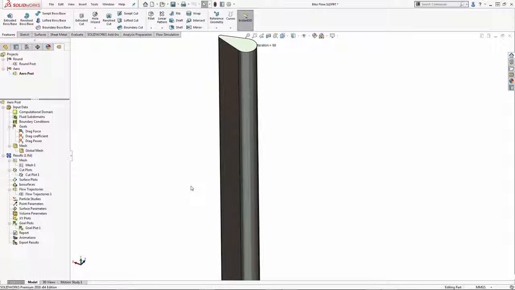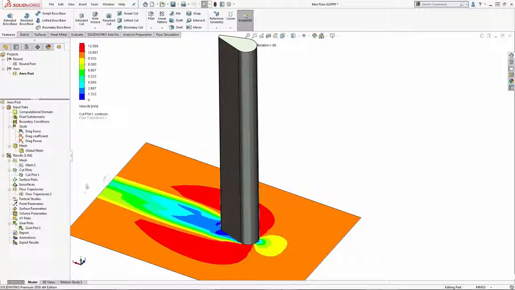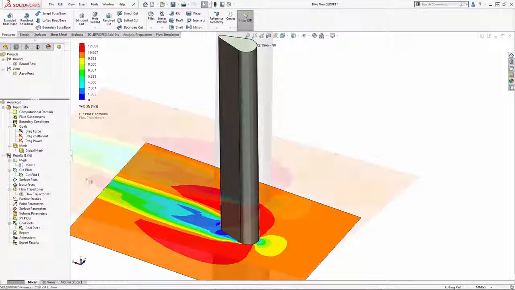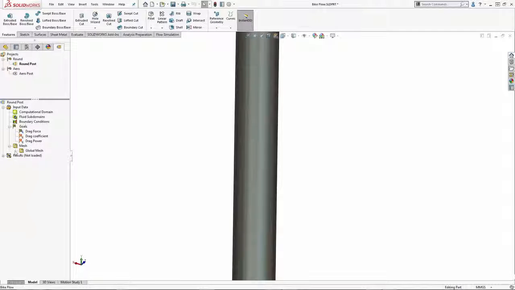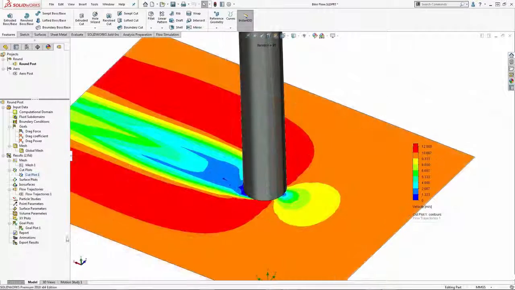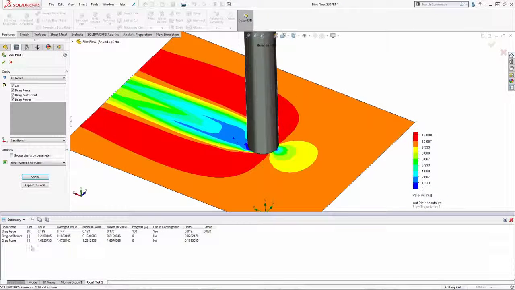I've already run these studies previously, so we can take a look at the results. I can create a cut plot. I can also show flow trajectories or any other means of post-processing. Let's take a look at the round post. I'll go ahead and load the results and take a look at the same cut plot. Next, I'll create a goal plot. I already have one made. And this will show me the results of my goals that I created previously.